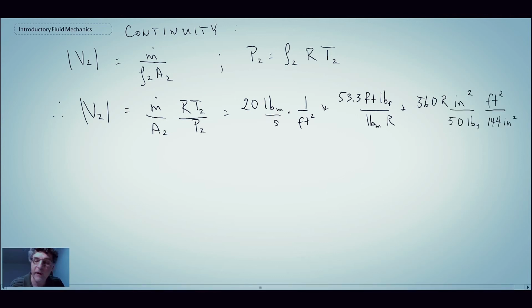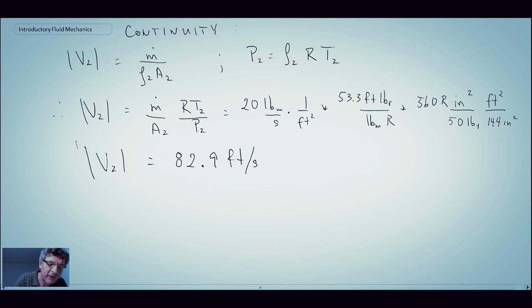Okay, so there we got a lot of stuff. We're doing unit conversion in here. That's why it's a little messy. But when you go through and you put in the values, you get the velocity at 2 is 82.9 feet per second. So that's what we get out of continuity.